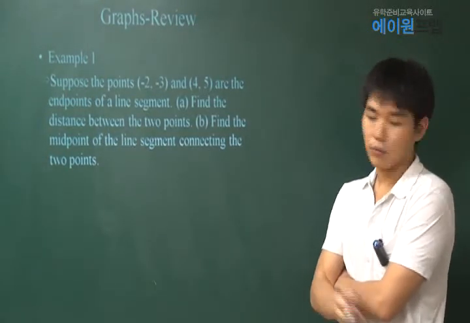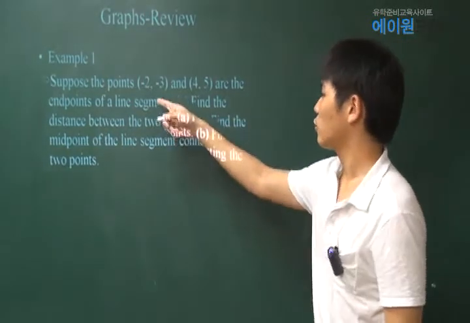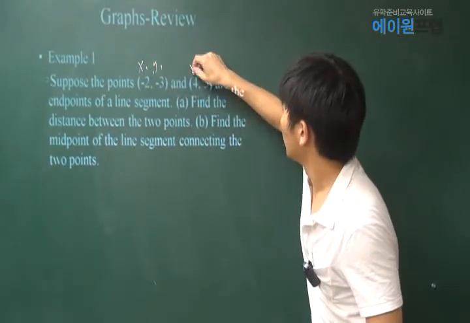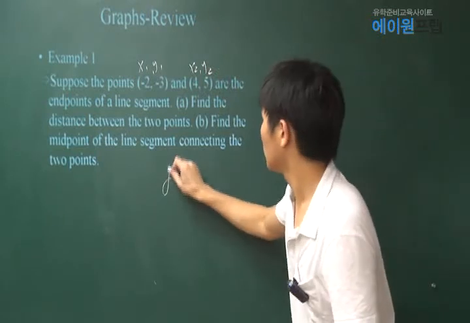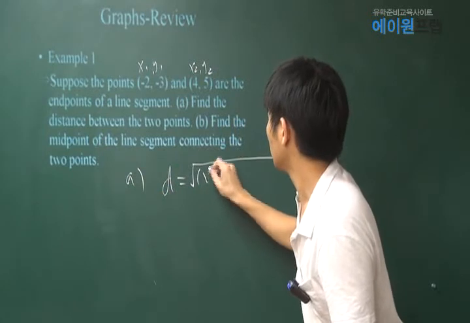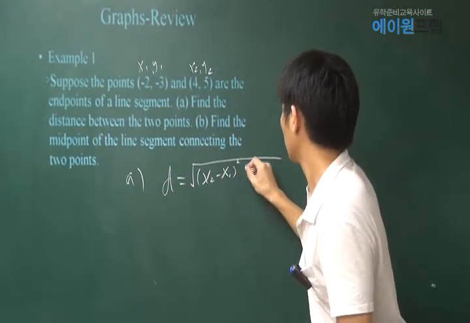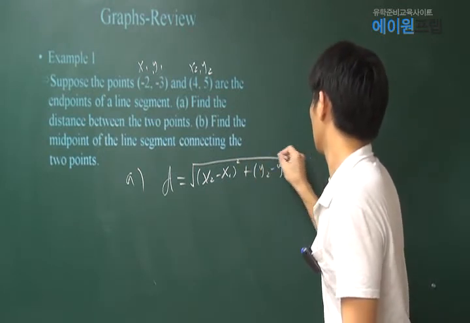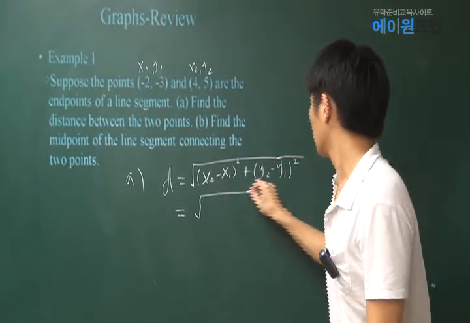Okay? Again, we start off with the distance function. Let me write that in: x1, y1, x2, y2. So the distance function is given by d equals the square root of x2 minus x1 squared plus y2 minus y1 squared. So now we can just input the values.